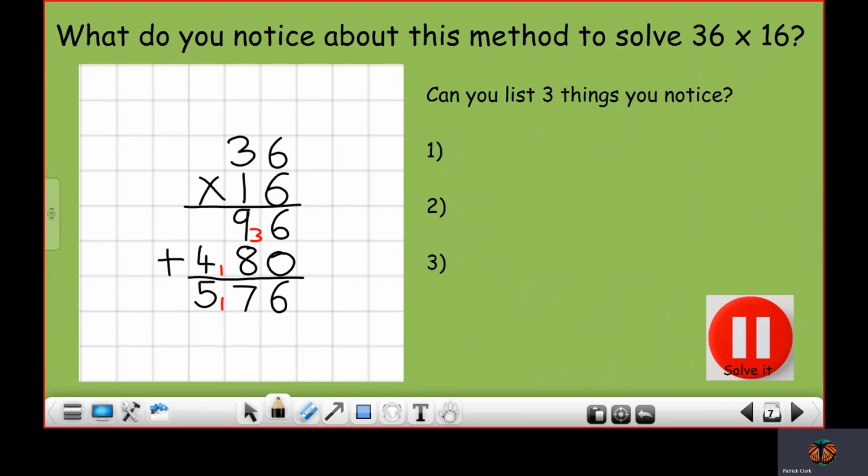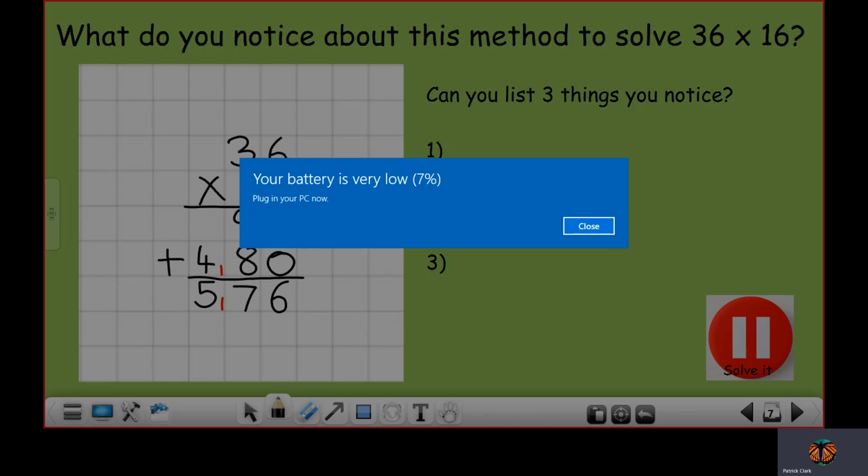So the big new learning in this lesson is being able to use the short method for solving 2-digit times 2-digit questions. It's very much like doing the 1-digit method. So we'll have a go and see if we can notice what is the same and what is different about these methods.